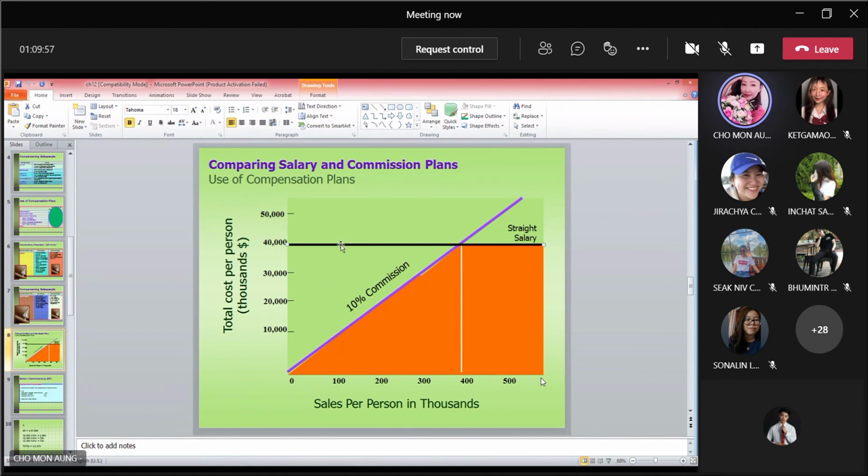The total cost of using straight salary to our sales force. This is the total cost of using independent agents. We pay them commission. The intersection point, we call that break-even sales volume. Remember that.